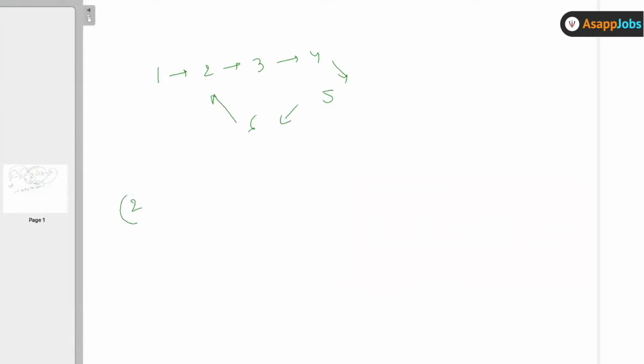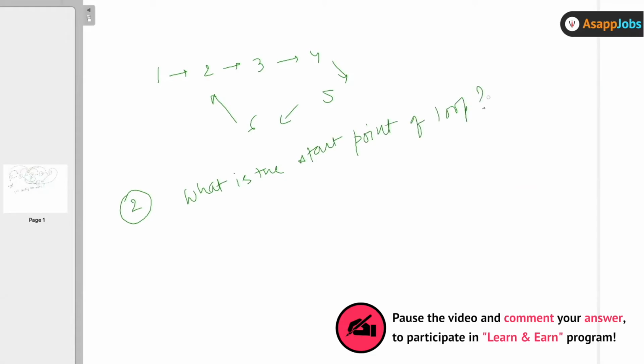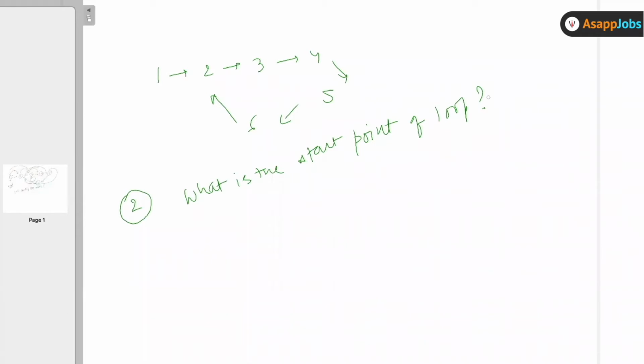The second question that can be asked is, what is the start point of the loop? Now tell me, how do we find it out? We can find where the intersection is happening, like we'll be having the address, so from there we can get the data.